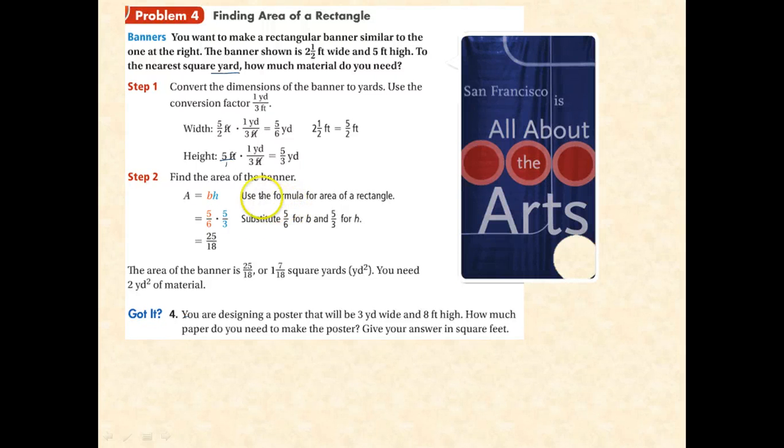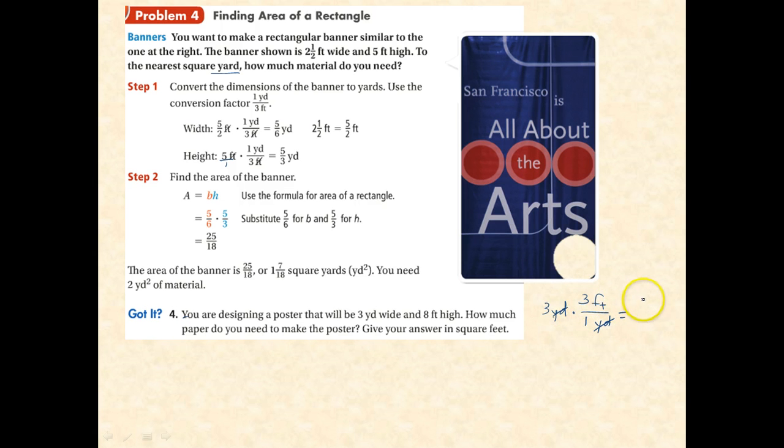Okay. How much paper do you need? You need to give your answer in square feet. Our poster is 3 yards wide, but we need to get this in feet. So how many feet per yard? There's 3 feet for 1 yard. We need yards on the bottom so that our yards will cancel.